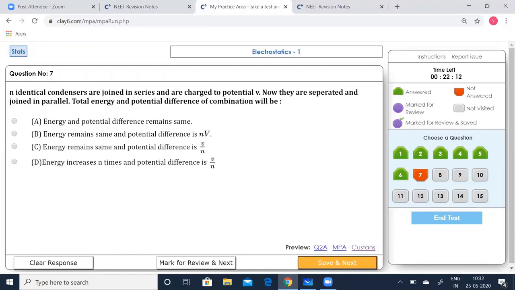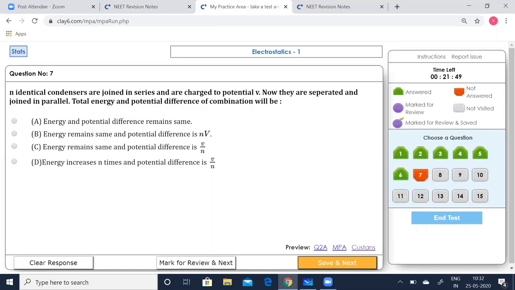N identical condensers are joined in series and are charged to potential V. Now they are separated and then joined in parallel. First, initially they were in series and then they are connected in parallel. Total energy and potential difference of the combination will be what?